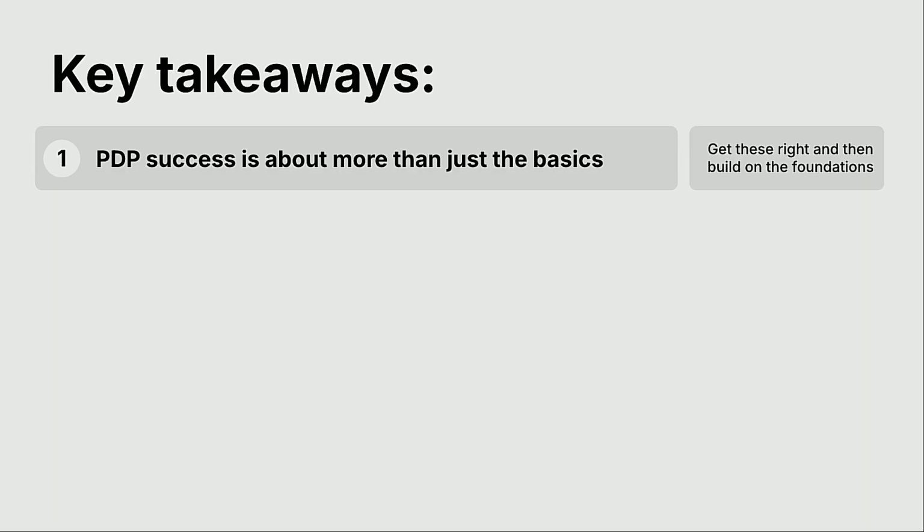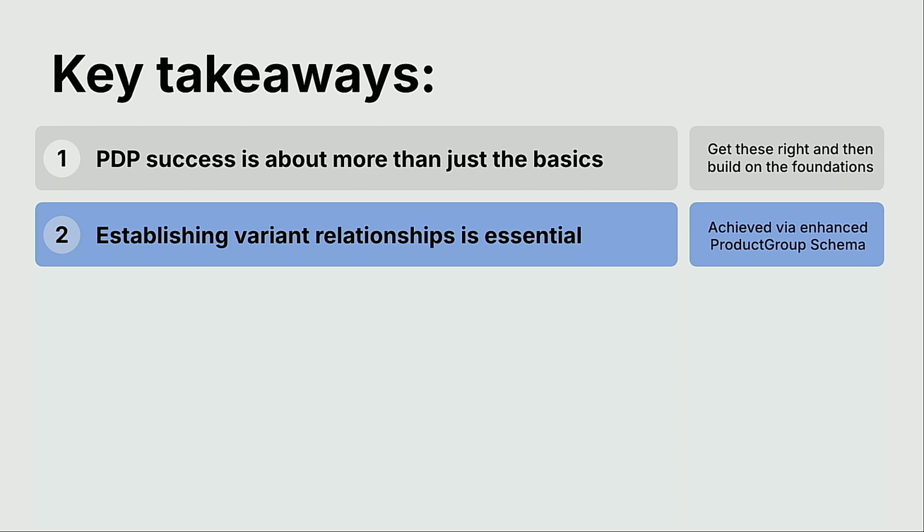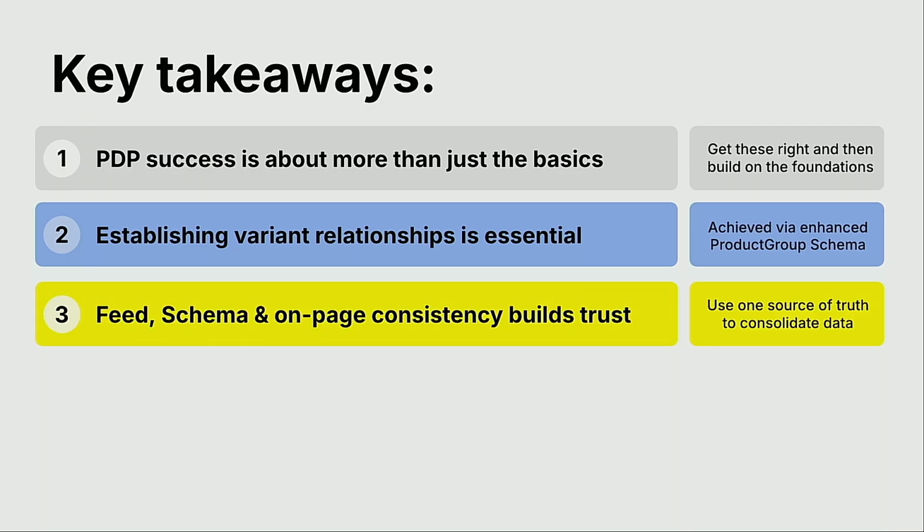So I've already gone over time, apologies, but just some final key takeaways. So PDP success is about more than just the basics. You need to get the foundations right and then build upon these to succeed. Establishing variant relationships is essential, and you can do this through the use of product group schema very easily. That schema should be consistent with the information that you share on the page and in your feed in order to have one source of truth and build trust between you as a brand and crawlers and users.